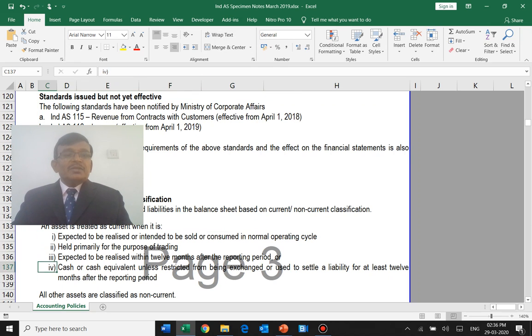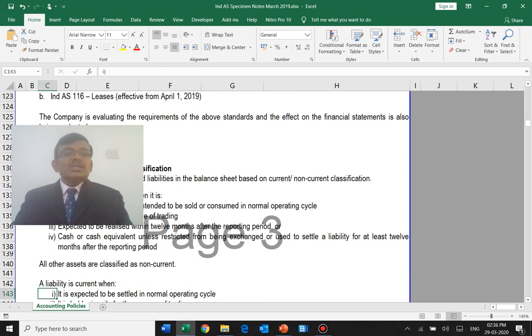116, which has been given, is correct. So whatever changes have to be done, suppose if there are some minor modifications in certain standards, that should also be part of it. I'm just giving one example. Since it's a copy paste, there are some errors which we are seeing.